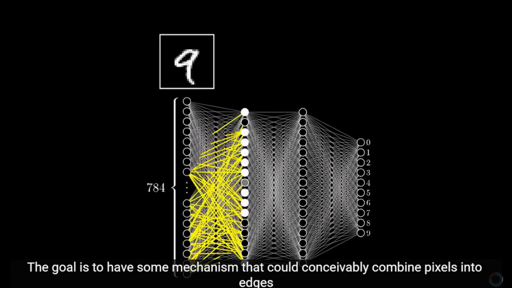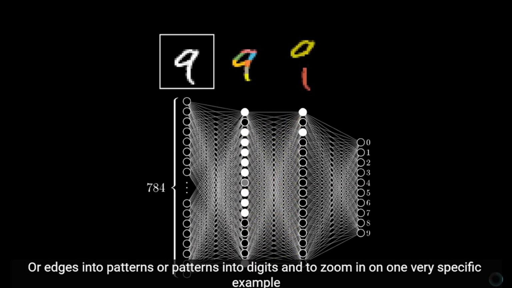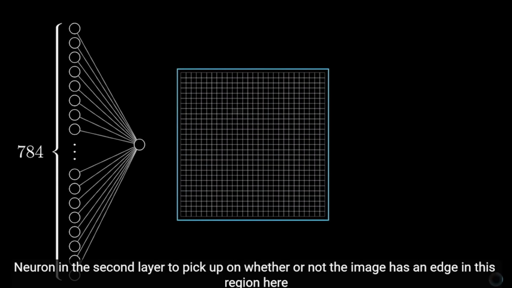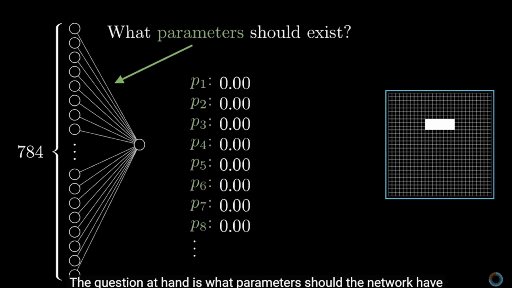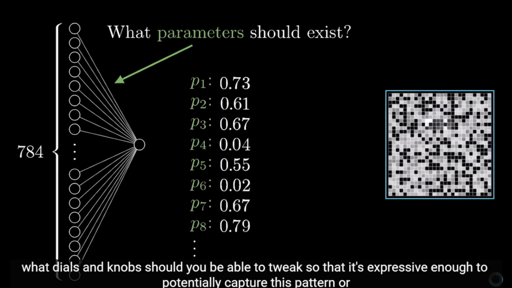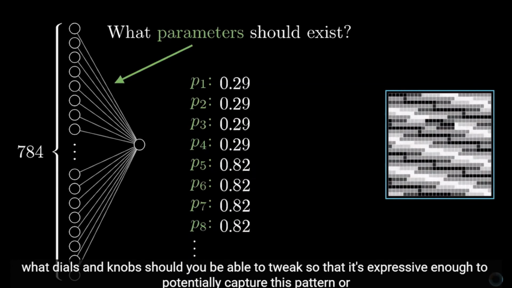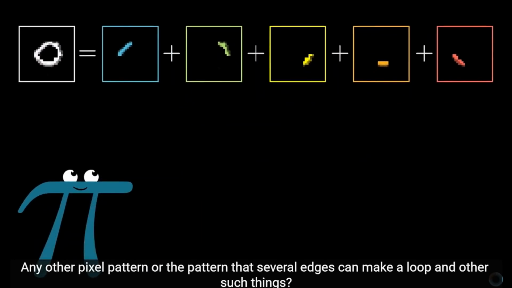The goal is to have some mechanism that could conceivably combine pixels into edges, or edges into patterns, or patterns into digits. And to zoom in on one very specific example, let's say the hope is for one particular neuron in the second layer to pick up on whether or not the image has an edge in this region here. The question at hand is, what parameters should the network have? What dials and knobs should you be able to tweak so that it's expressive enough to potentially capture this pattern, or any other pixel pattern, or the pattern that several edges can make a loop, and other such things?